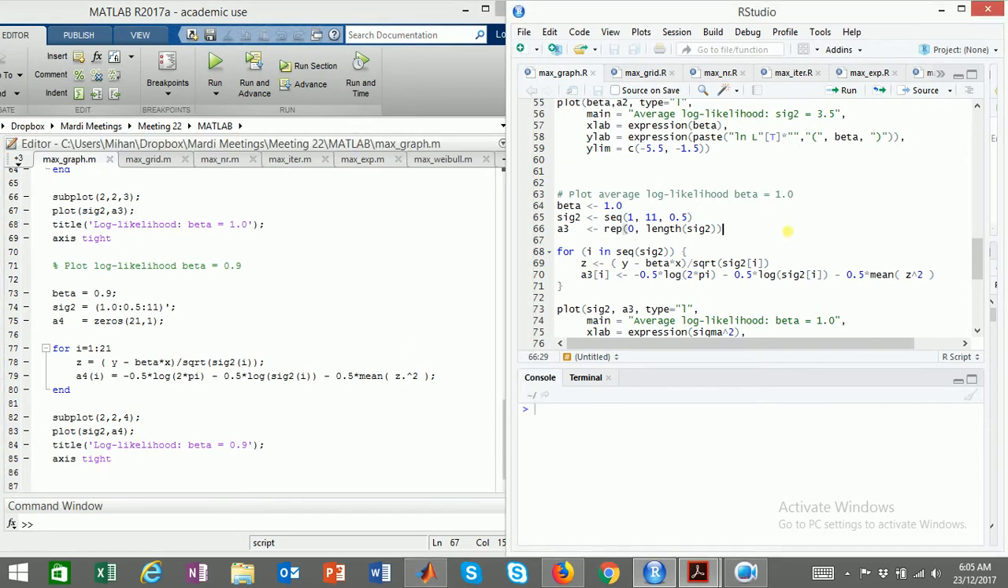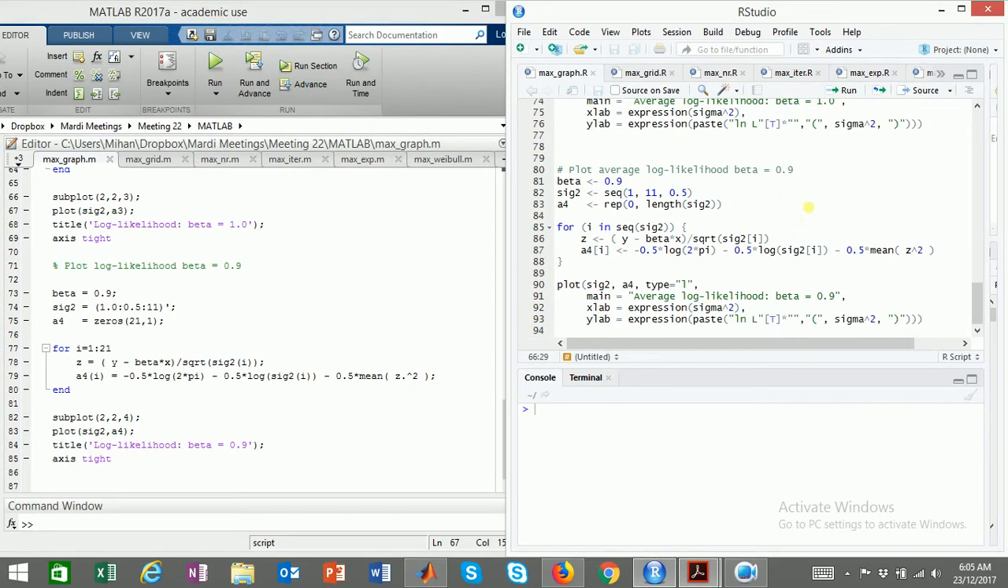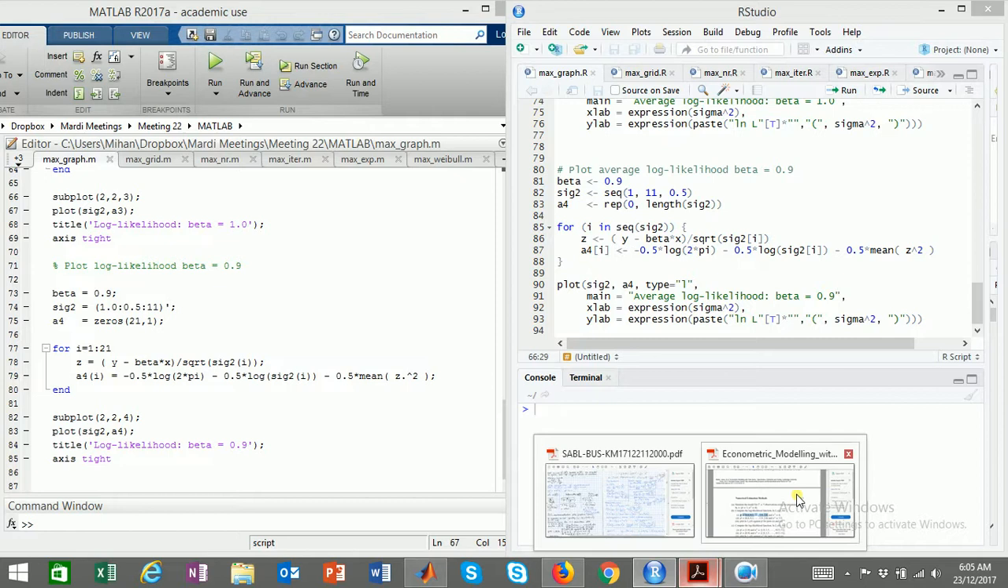Sigma square f. So there is nothing else to explain here. Let's look into the next problem.